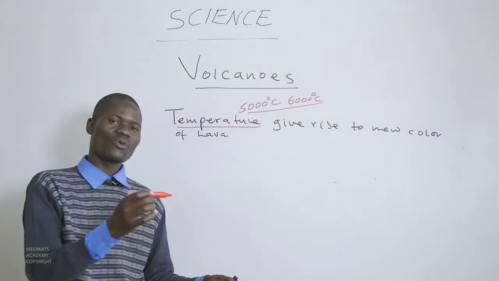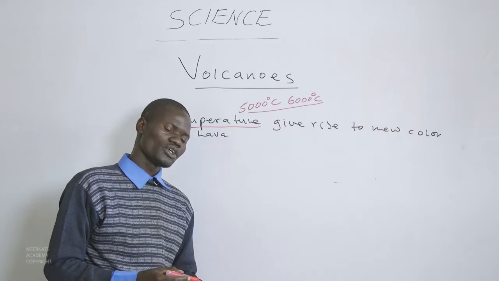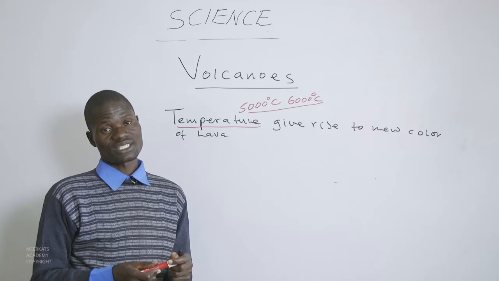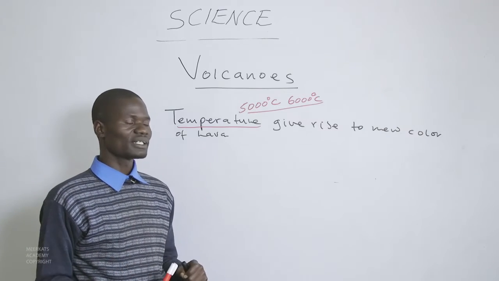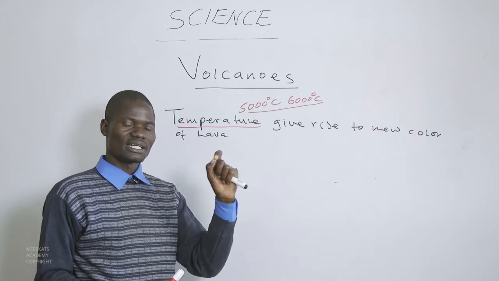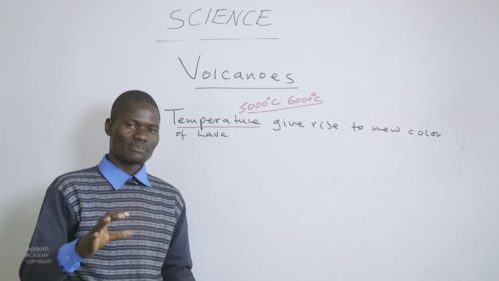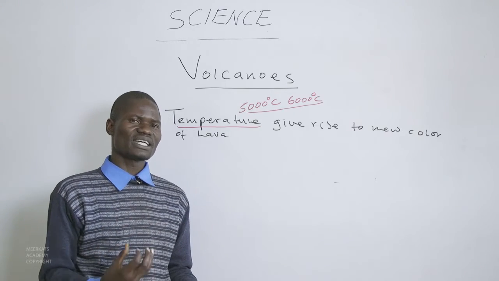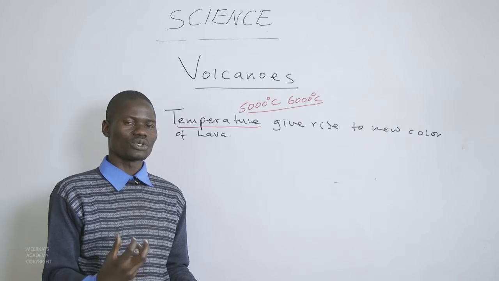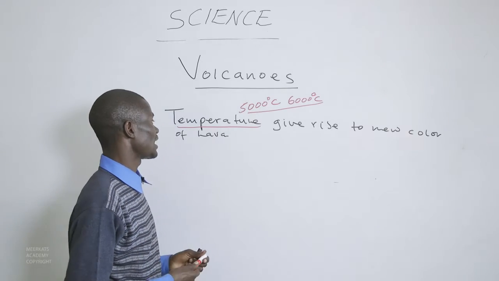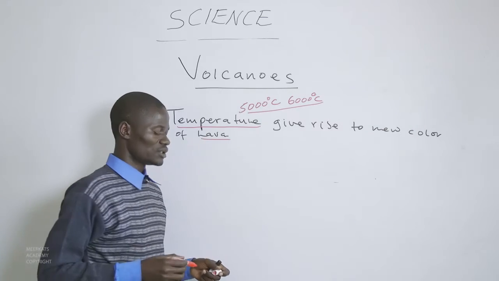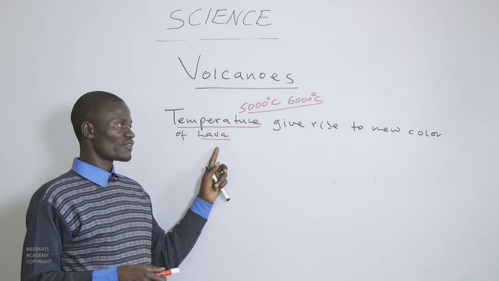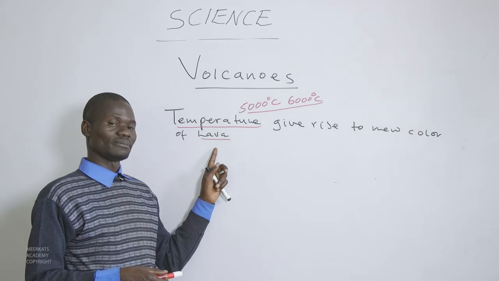Such temperature is very high. But when you move away from the inner core, you come to the outer core and into the mantle, the temperature reduces. That is why the magma that flows in the mantle is somehow black, because the temperature has reduced. But those that are exposed to their original temperature have different colors, which will give rise to a new color of lava.